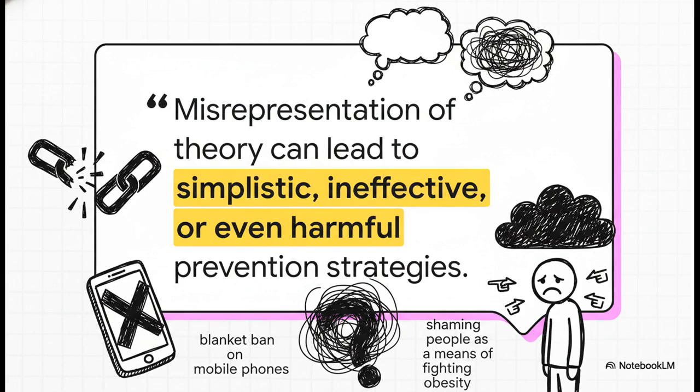And this really highlights why getting this right is so important. This isn't just an academic game. If we oversimplify things and say, oh, people just learn to be obese from their friends, it can lead to some really harmful policies. Things like shaming people to try and fight obesity, or a blanket ban on cell phones in school. These are clumsy, ineffective strategies that can end up doing way more harm than good, and they come from a misunderstanding of a complex theory.